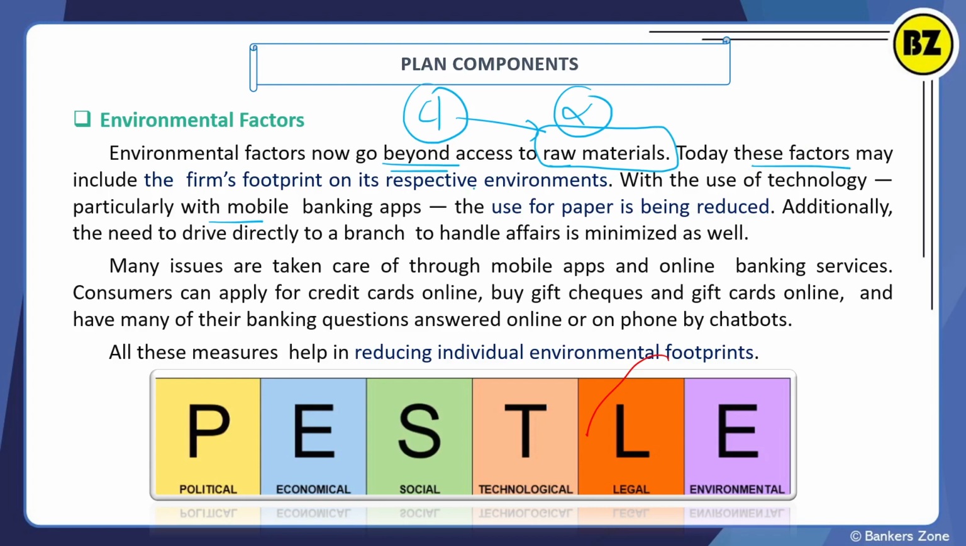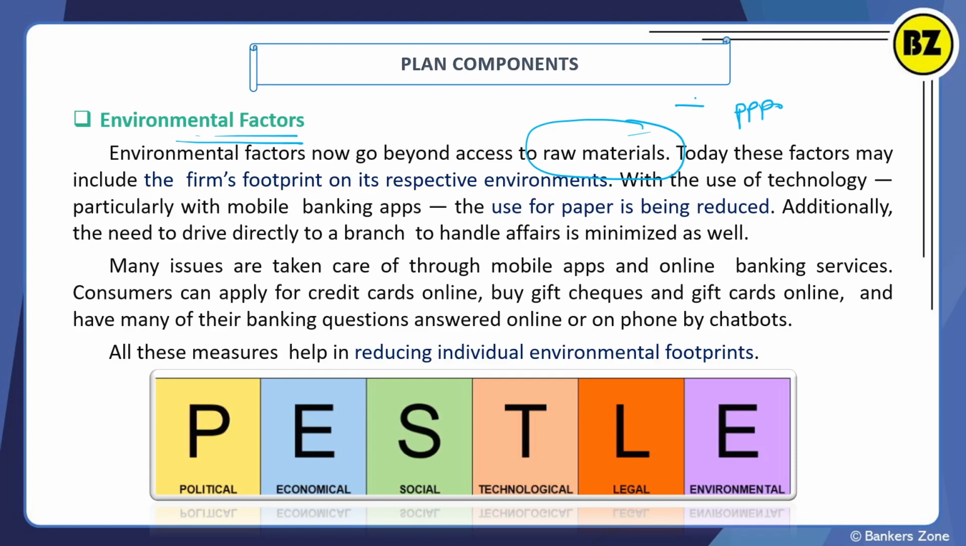Today this factor may include a firm's footprint on the respective environment. Take the use of technology, particularly a mobile banking app, where the use of paper is reduced. Previously only raw material was considered for environmental consideration. For example, if you have a paper mill, then how many trees you are cutting would be the factor. Now, in banking also we have mobile banking apps, so people will not fill in forms. They will use technology, so use of paper is reduced and it is environment friendly, right?